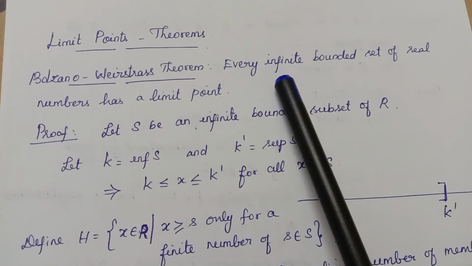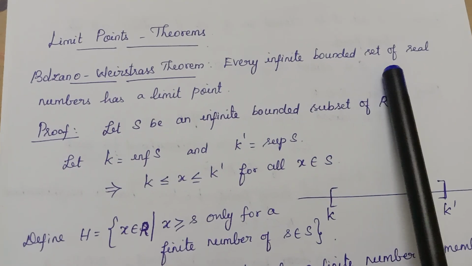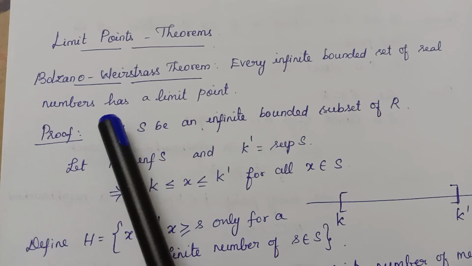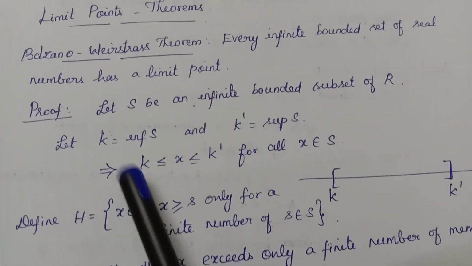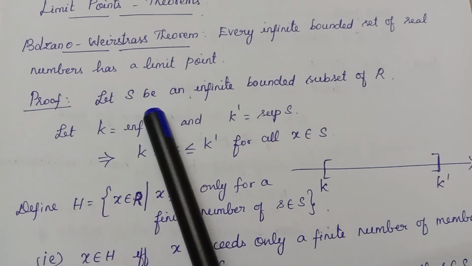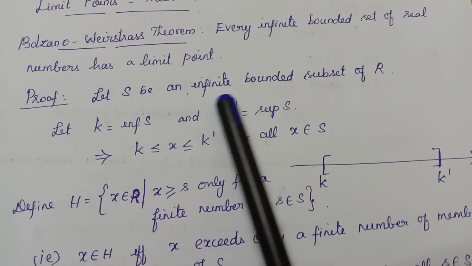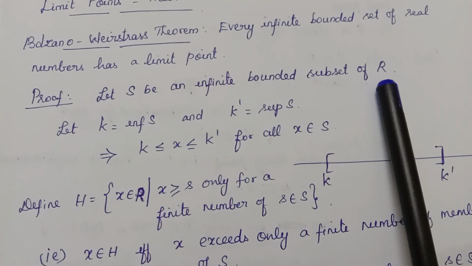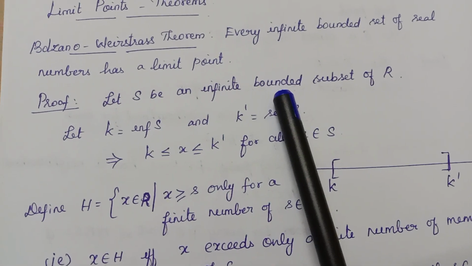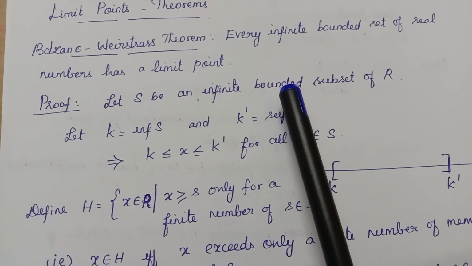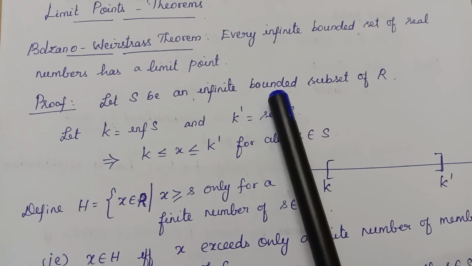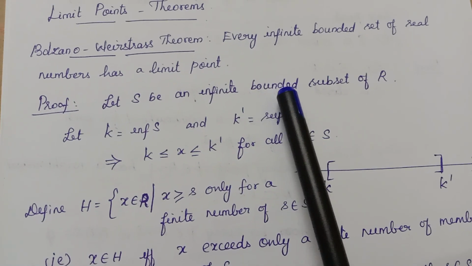So this theorem states if you have an infinite bounded subset of real numbers, that will definitely have a limit point. So for that, I am taking S to be an infinite bounded subset of R. Okay, so bounded means what? It will have an upper bound and a lower bound. That is, the set is both bounded below and bounded above.